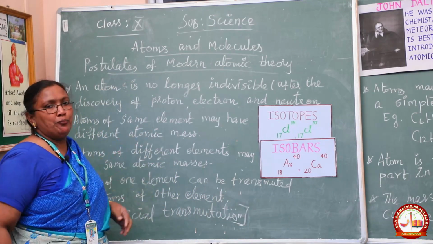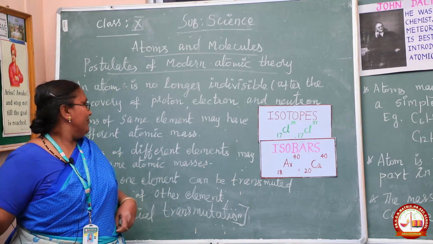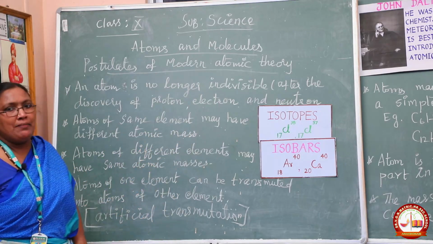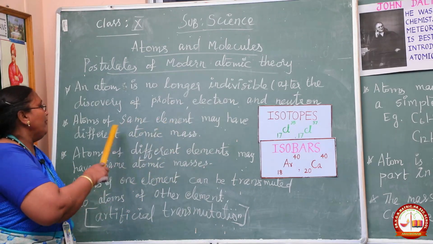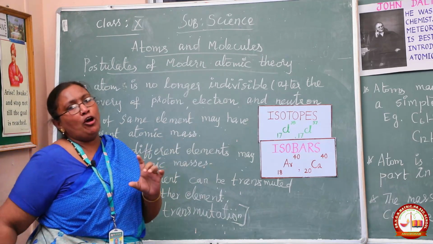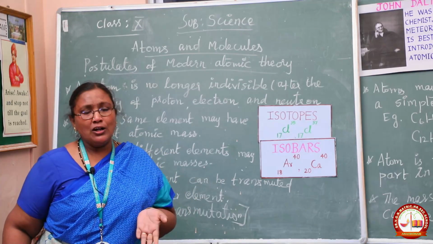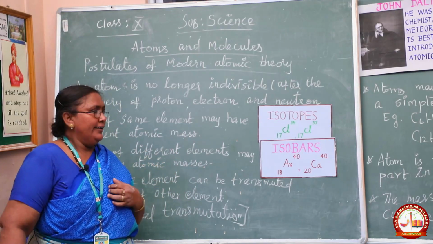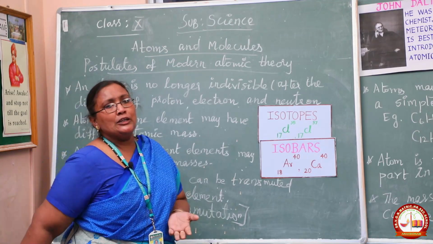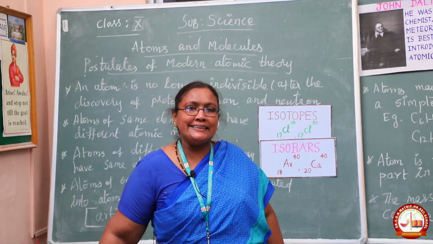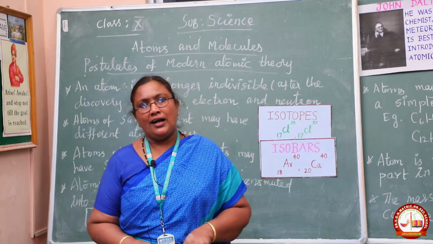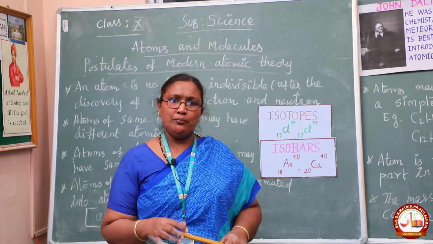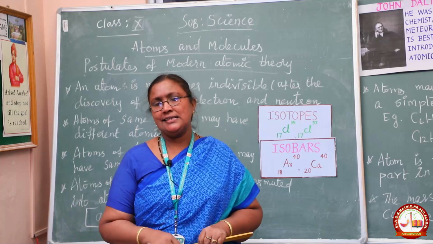Then move on to the second point. What is the second point? Atoms of the same element may have different atomic mass. So you should know the atomic mass. What is atomic mass? This was also studied in 9th standard. See, we have to know atomic number, then atomic mass. What is atomic number? The atomic number is denoted by the letter Z. What is atomic number? The number of protons or electrons. That number is called the atomic number. Then what is atomic mass? Atomic mass is otherwise known as mass number.